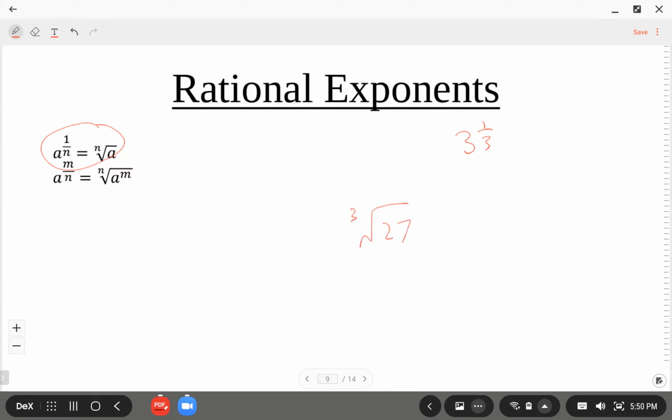What is the cube root of 27? That is going to be 3, because 3 cubed equals 27. So the cube root of 27 is going to be 3.